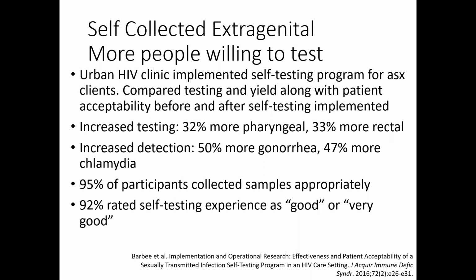What we know about offering self-collected extragenital tests is that when you offer it, often more people are willing to test. So this is a study where they implemented self-testing for rectal and oral sites at an urban HIV clinic. So again, a high-risk population. They were testing asymptomatic clients, so people without symptoms, and offering for them to test themselves. And just by offering self-testing, they increased the number of clients willing to test by a third. And they therefore detected a whole lot more gonorrhea and chlamydia. You can see in these populations that their rates of gonorrhea and chlamydia detection went up by 50%. The vast majority of participants were able to collect samples appropriately, and the vast majority rated the self-testing experience as acceptable.